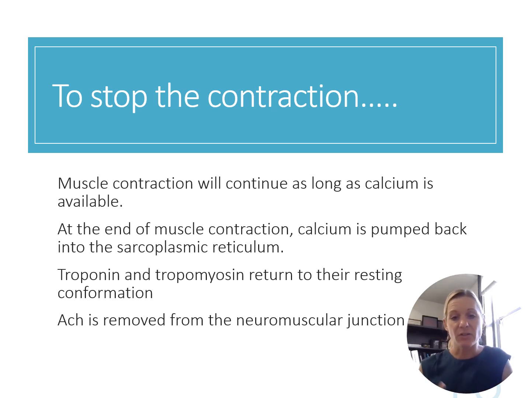So it will continue as long as there's calcium available. And as soon as that signal stops, we want to pump that calcium back into the sarcoplasmic reticulum where it's going to be stored. And therefore, troponin and tropomyosin will return to the resting configuration so that the actin and myosin can no longer have an interaction. Simultaneously, we are getting that acetylcholine out of the neuromuscular junction with that enzyme acetylcholine esterase in order for us to stop the excitation signal that's happening at the level of that muscle cell.